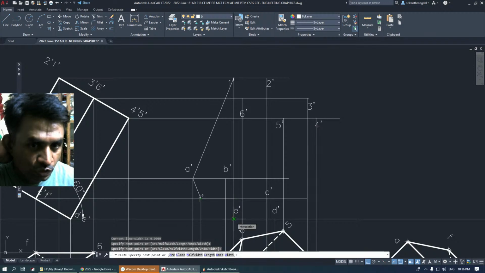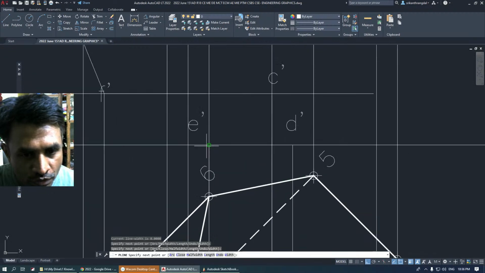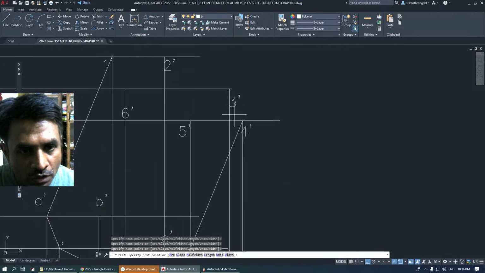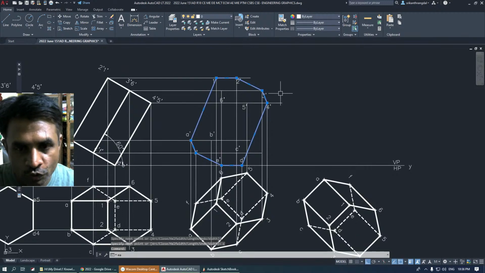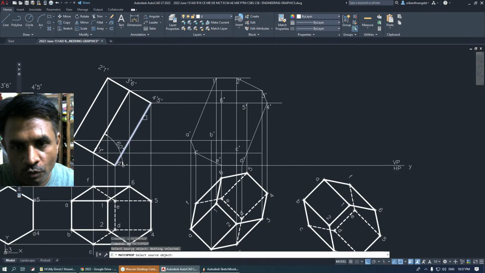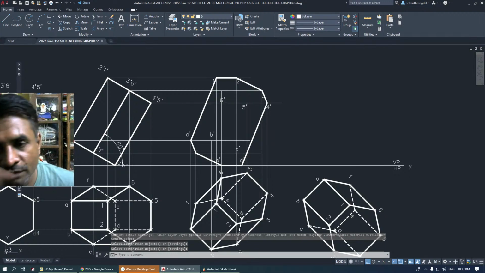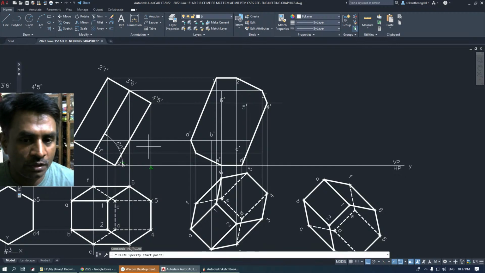So E dash, E dash, where is E dash? E dash is actually here. Right? Here. E dash is here, and from there it's going to come here to here. Point, and then this here is the outermost boundary. This is the outermost boundary, and when we see from the left side, you can see the bottom hexagonal face is going to be completely visible.